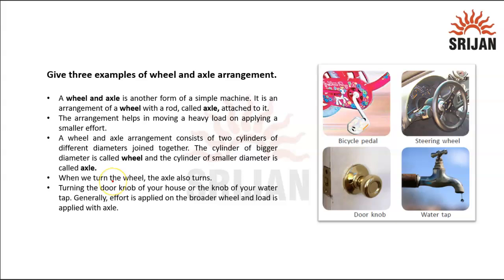The question is, give three examples of wheel and axle arrangement. In this particular question, we need to answer how we can actually utilize this type of simple machine, which is wheel and axle, and give three examples of it. So when you talk about wheel and axle, what you simply need to understand is how this works. It is another form of a simple machine, as I said.